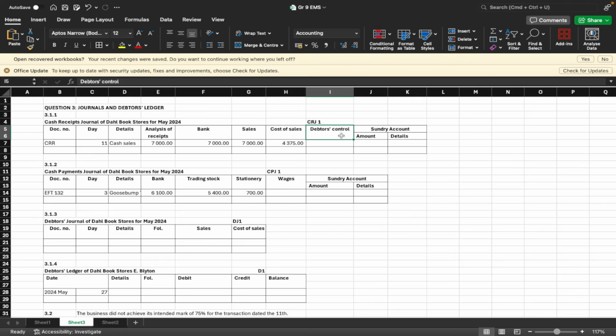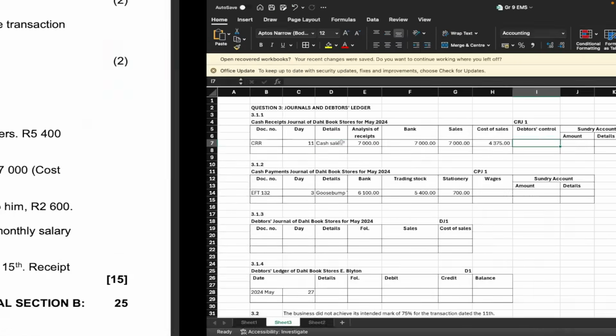By the way, why wouldn't we put it under debtors control? Well, that's because it was not our debtor paying us what they previously bought from us. Okay, if it's a cash sale, there's nothing to do with your debtors. Okay, in fact, the person only becomes your debtor if it's not a cash sale, if they're buying it on credit. Okay, so let's go ahead and move on.